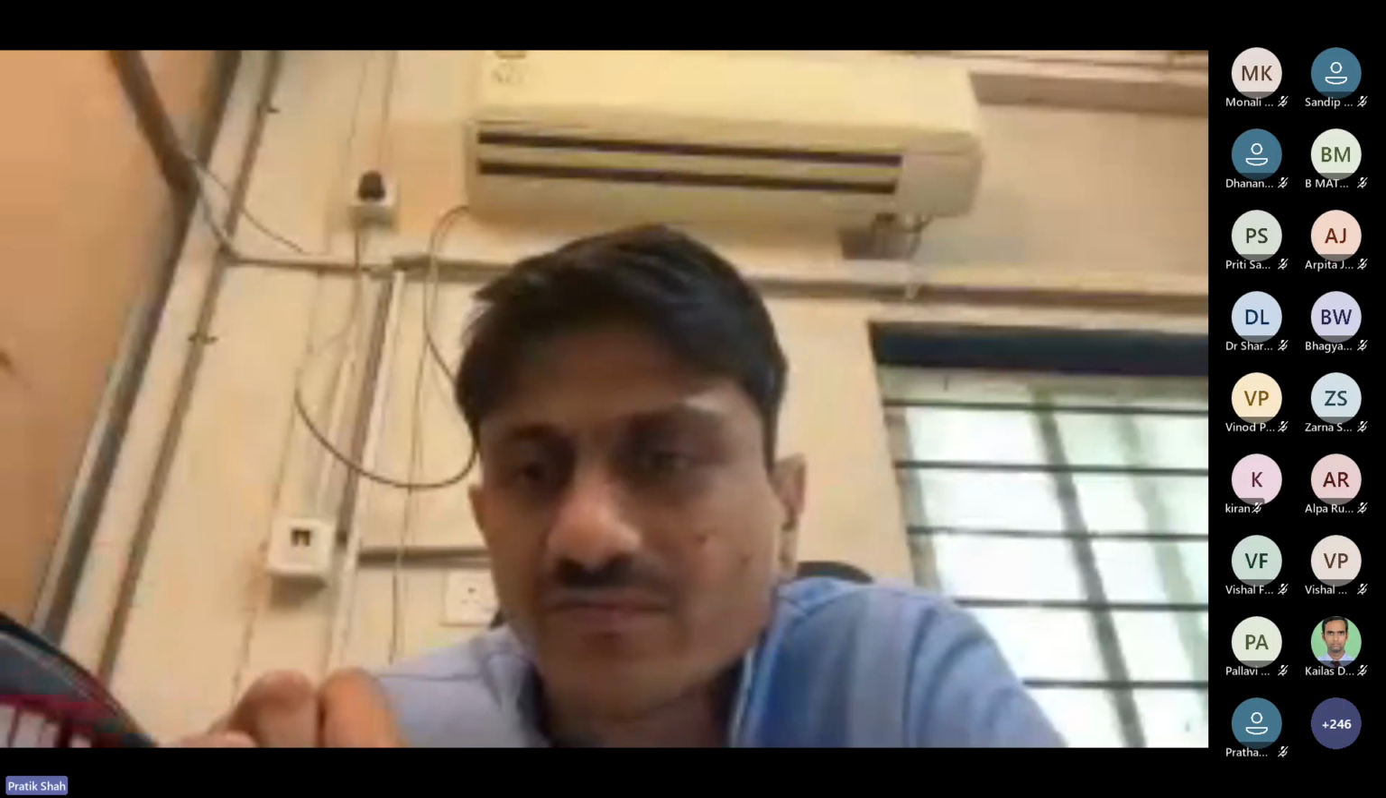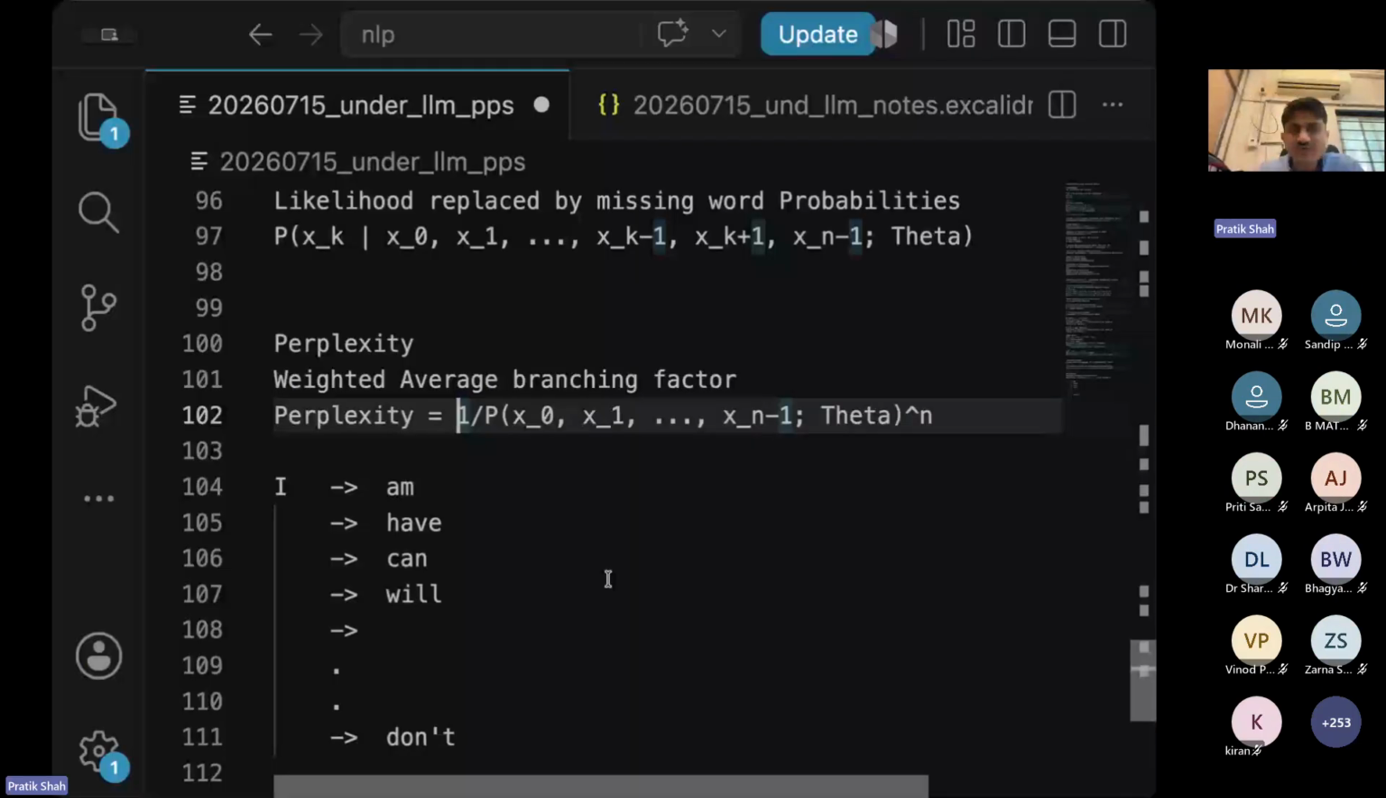So given the model, what is the probability of this sentence given the model? And why only one sentence? I would like to understand what happens to the entire corpus, correct? So this will be multiplied together.